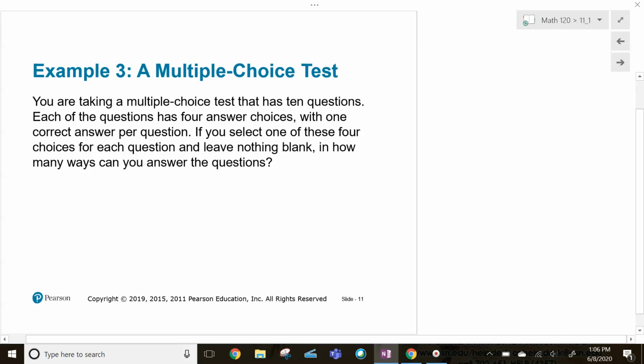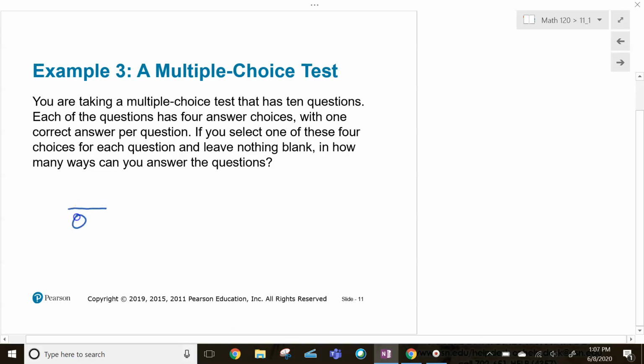All right, how about a multiple choice test? You're taking a multiple choice test that has 10 questions. Each of the questions has 4 choices with 1 correct answer per question. If you select one of these 4 choices for each question and leave nothing blank, how many ways can you answer the questions? I'll be honest, this is one that a lot of students will just jump the gun and say, oh, I have 10 times 4, and they'll say 40. With the fundamental counting principle, make sure you're reading it very carefully.